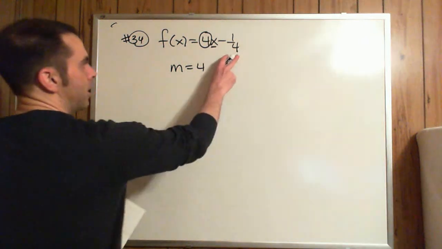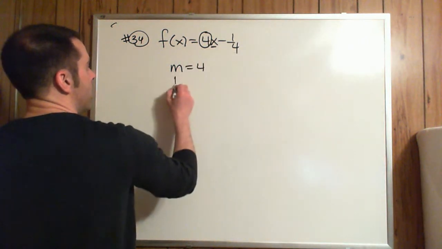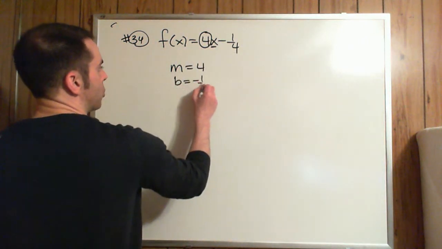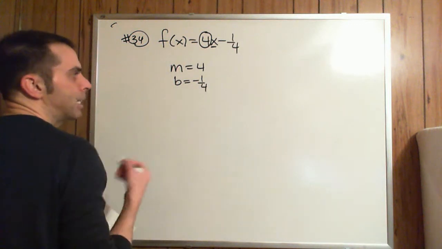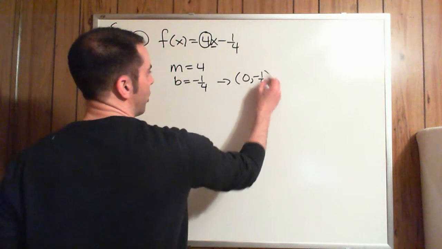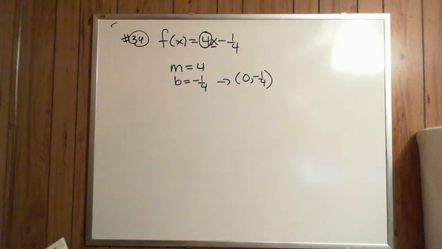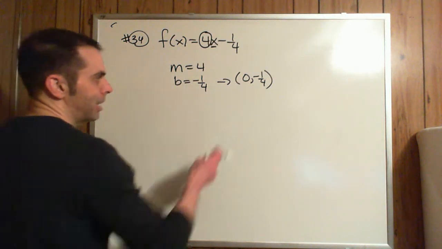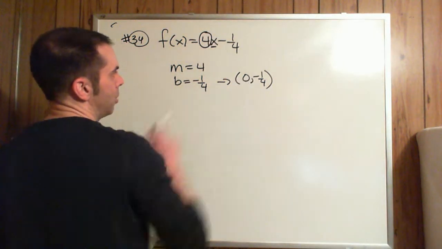The constant that stands alone, you may recall, is your y-intercept, which is called b. And as an ordered pair, that point is 0, negative 1/4. And also, you may recall that the y-intercept is the point where the line or the graph passes through the y-axis. So to be on the y-axis, remember, x has to be 0.